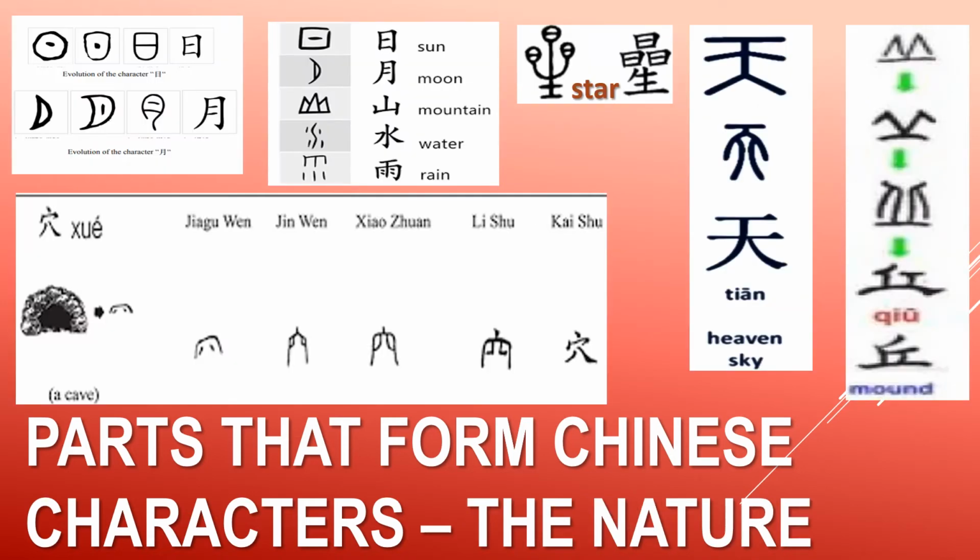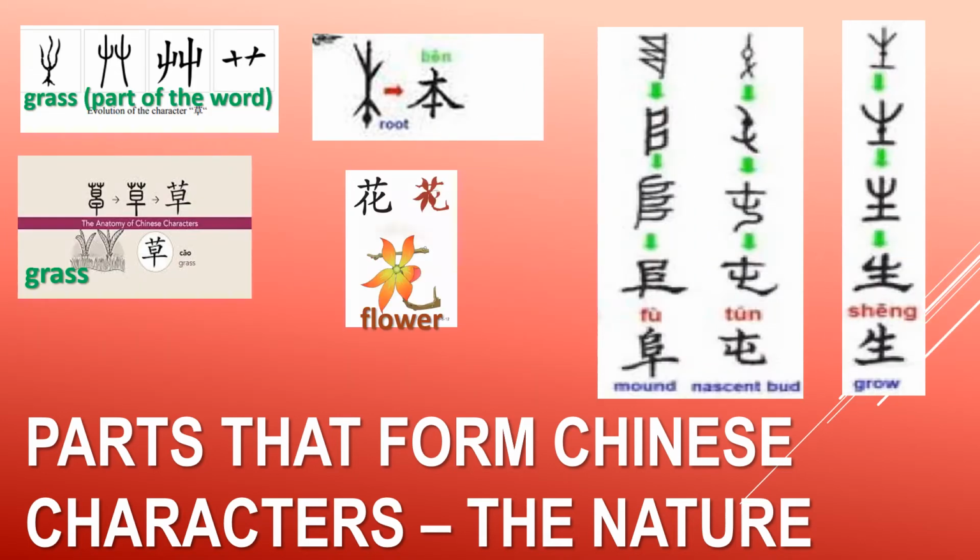I gave you some Chinese characters related to the nature, like sun, moon, mountain, rain, star, sky, mouth, cave, that you can see from the pictures. More on the characters derived from plants and related elements such as grass, roots, flower, mouth, nascent bud, and grow.